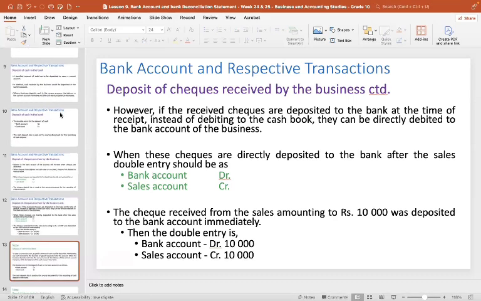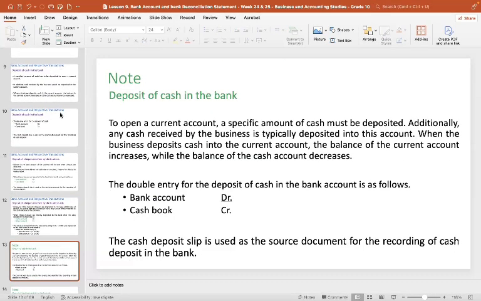So we will move on to the note, deposit of cash in the bank. I will speak out the contents here, then you can write it. Okay. Deposit of cash in the bank. To open a current account, a specific amount of cash must be deposited.